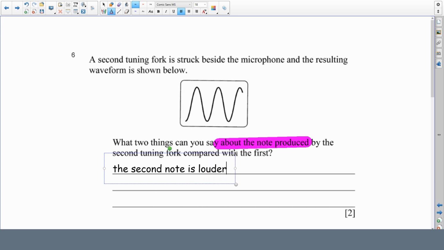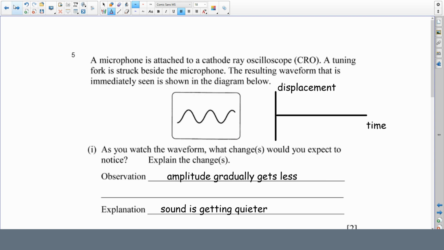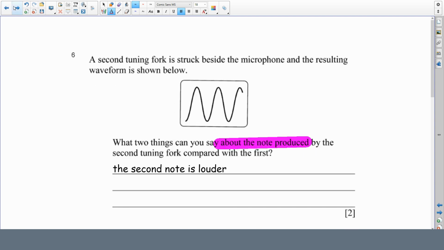Now if I was asked to explain that, I could say because it's got a larger amplitude, but it just says what two things can you say about the note produced by the second tuning fork. It doesn't ask me to explain it. So the second note is definitely louder, we've got that. Pretty much the only differences you have in notes are loudness and pitch. So what's the pitch like?